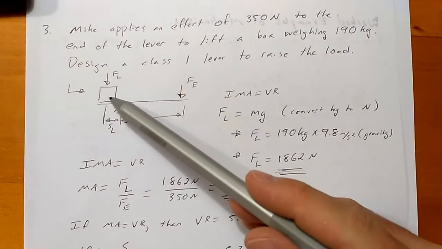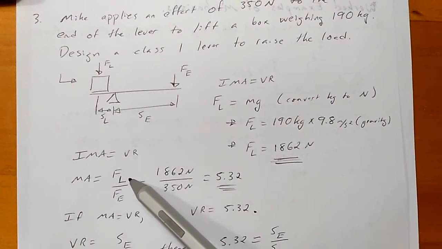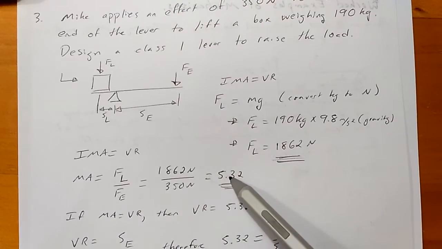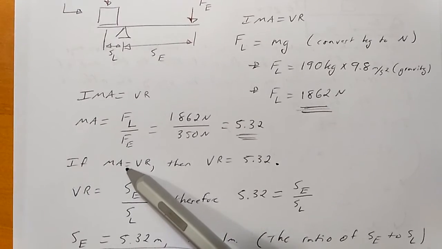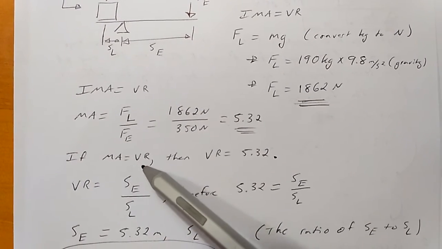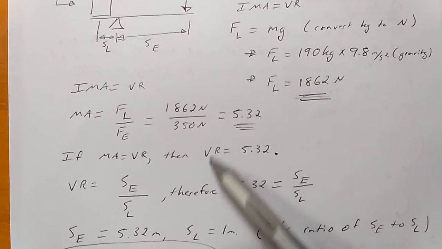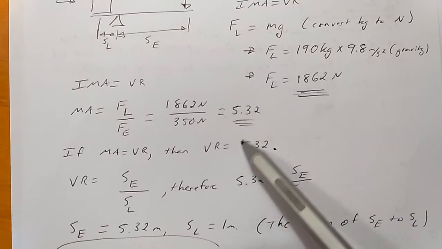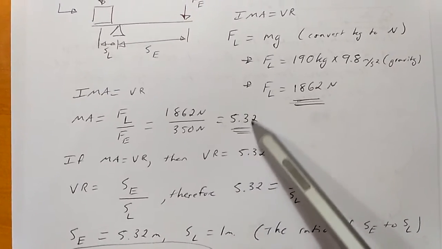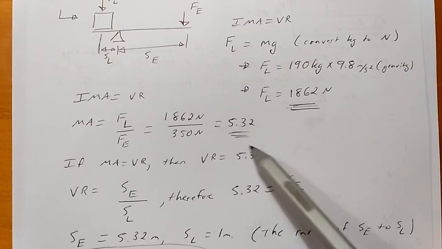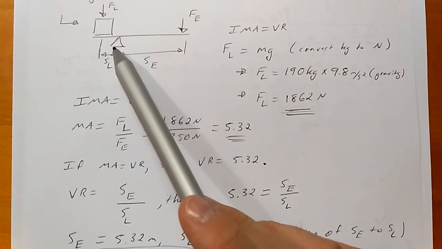So that's our load. All right, so 1,862, the effort is 350. So our mechanical advantage is the force of the load over the force of the effort, which is 5.32. Okay, and if mechanical advantage is equal to the velocity ratio, and this is only true when you have no friction and it's an ideal machine, then our velocity ratio must be the same. So that means that if I'm raising a load that's 5.32 times heavier, then I must put my effort 5.32 times as far away as the load from the fulcrum.